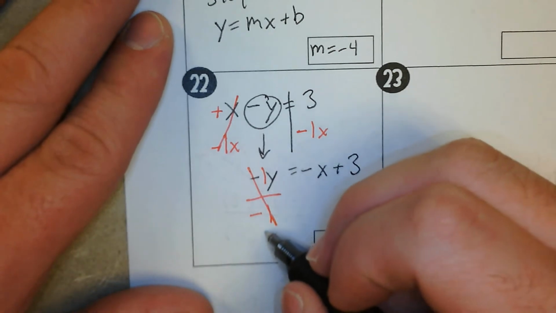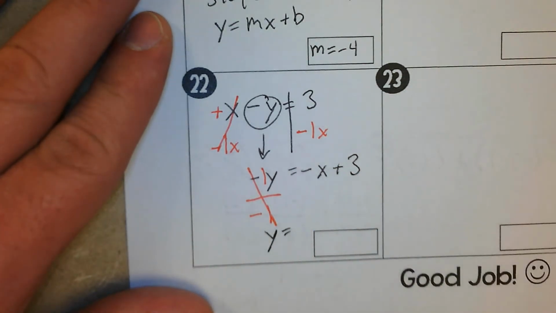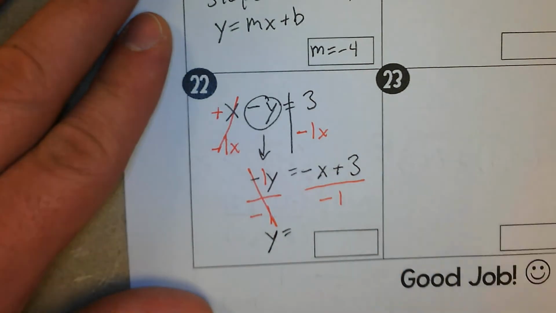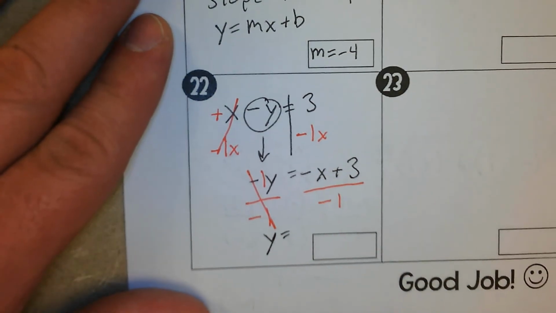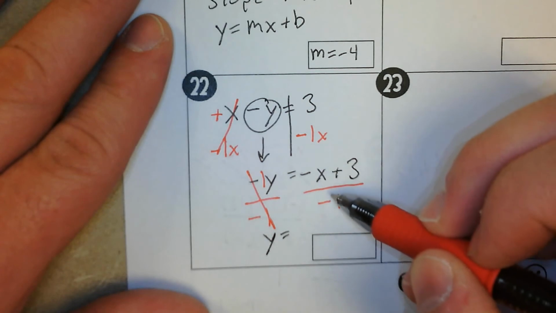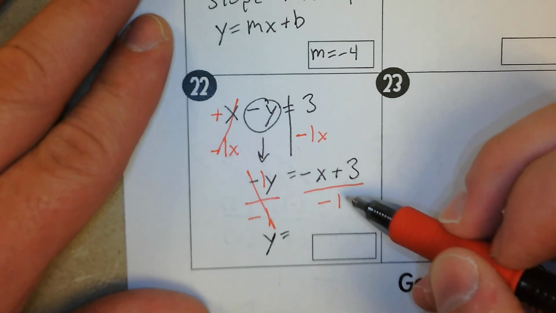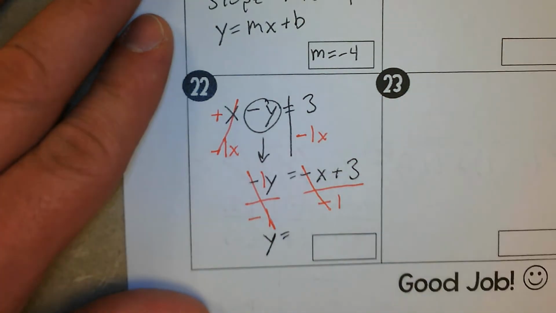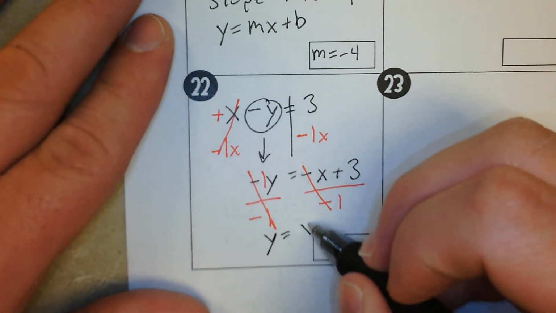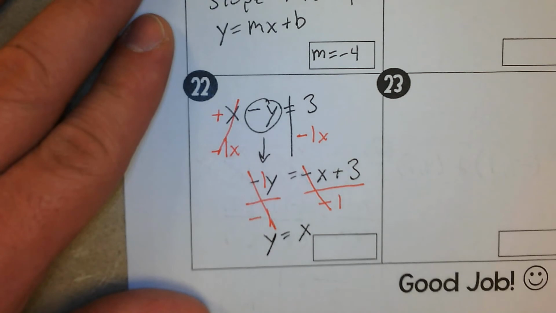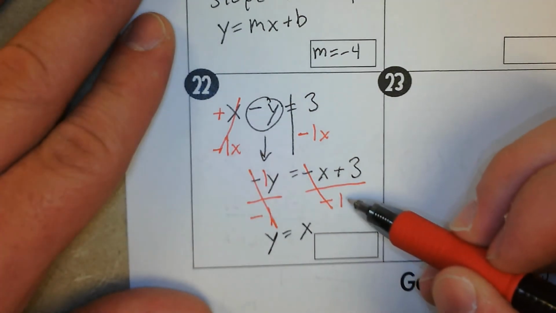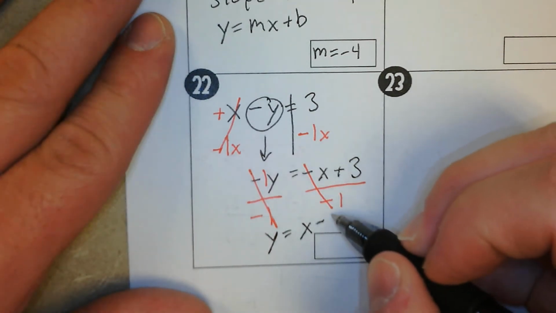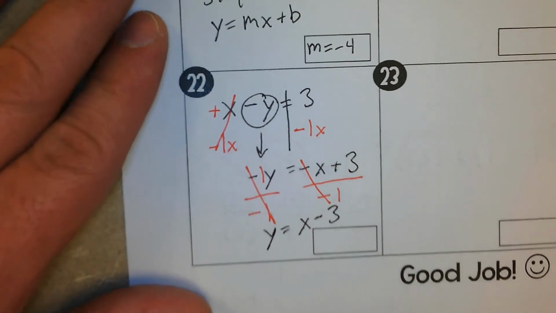You're left with y by itself. What I do to one side, I have to do to the other. Now, when I divide the right side by negative 1, I'm not just dividing one of them by 1. I'm actually dividing the negative x by negative 1, and I'm dividing the positive 3 by negative 1. So negative x divided by negative 1, the negatives cancel out, and you're just left with x. Positive 3 divided by negative 1 is going to be negative 3. So my answer here now is y equals x minus 3.